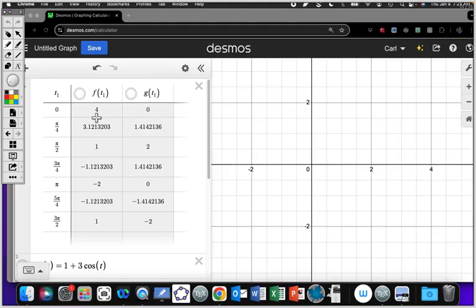So we start off here at 4, 0, and then we're at 3 point something, comma, roughly 1.5. Then we're at 1, comma, 2. And then we're at roughly negative 1, comma, 1.5. Negative 2, 0. And then negative 1, comma, negative 1.5. And then 1, negative 2.